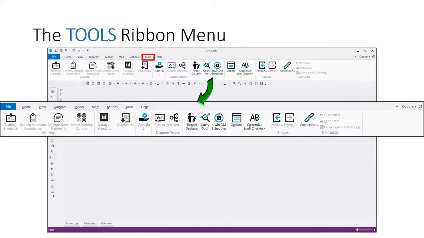The new Tools menu contains most items found on the old Tools menu. All naming standards menu items are no longer split across two different menus. The metadata import-export bridges previously found in the old File menu, the reintroduced query tool, the new scheduler tool, more about that later, and the DM NoSQL integration menu previously found on the old File menu. And of course, the new icons and easier-to-use format.